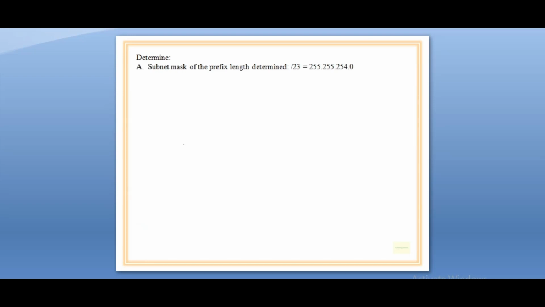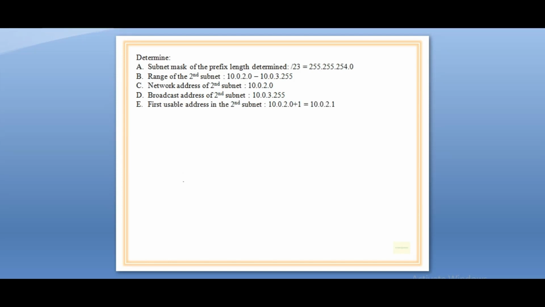For /23, it is 255.255.254.0. Second is, what is the range of the second subnet? We got that in the last slide, which is 10.0.2.0 to 10.0.3.255. Third is, what is the network address of the second subnet? And from the range we know that it is 10.0.2.0 and the broadcast address is 10.0.3.255.